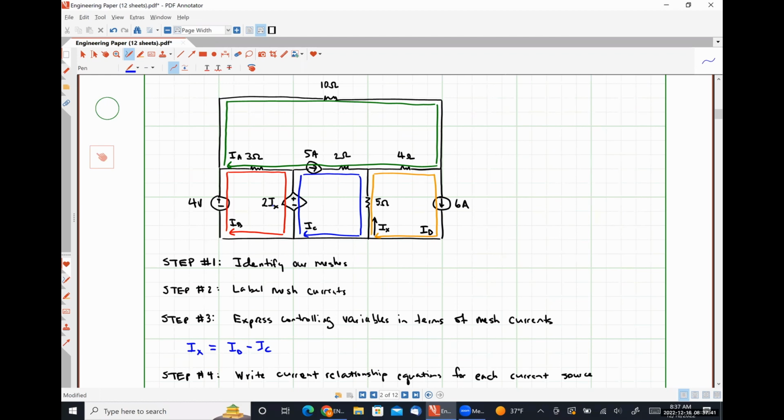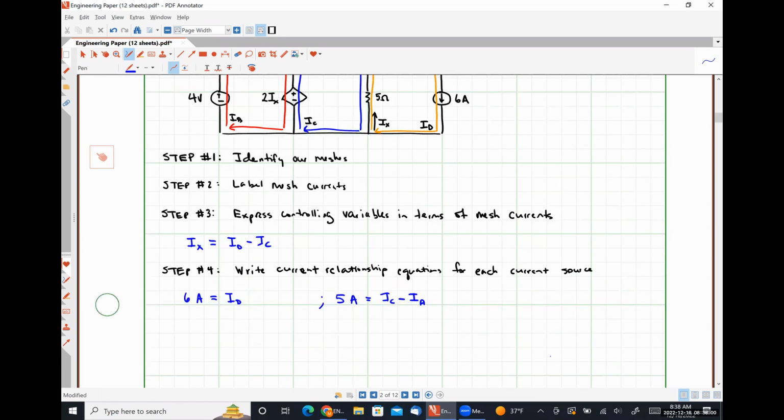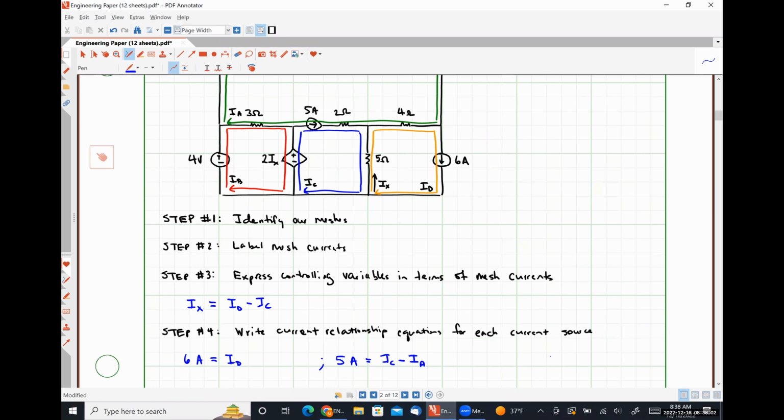So which of the two mesh currents are in the same direction as the 5 amp source as it travels through that branch of the circuit? IC, so that's going to get the positive sign. And by process of elimination, and also because we can observe it, IA is going to get the negative sign because IA is flowing from right to left as it passes through that 5 amp source, which is in the opposite direction. Okay. All right.